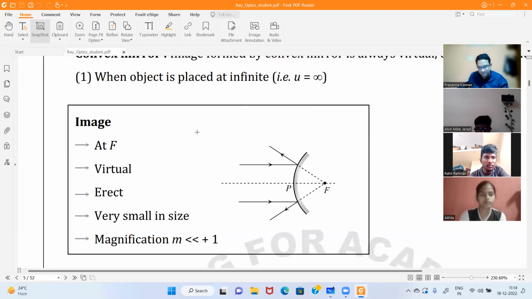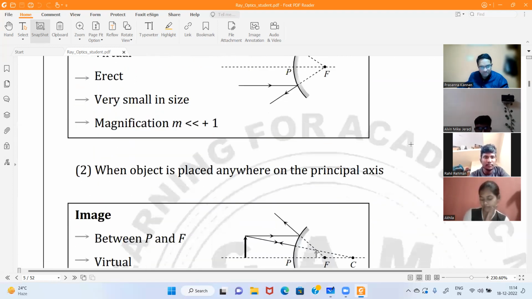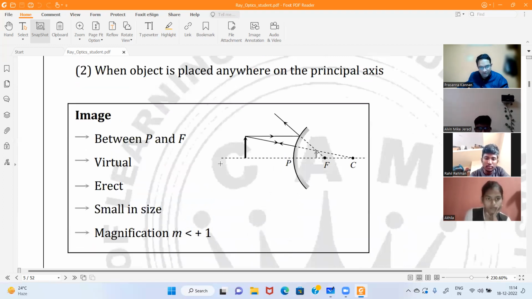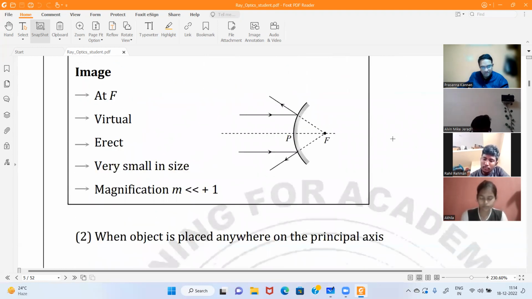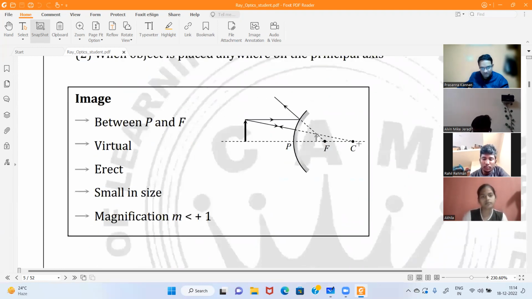Understood? Yes, sir. Then, wherever you keep the object, at any other point, you can see how the image is formed. The image is always formed between what? Focus and pole, wherever it is placed. Understood? Yes, sir. It is always virtual, always erect, and always small in size. The virtual image is always small in size, whether at F or any other point. Understood? Yes, sir.